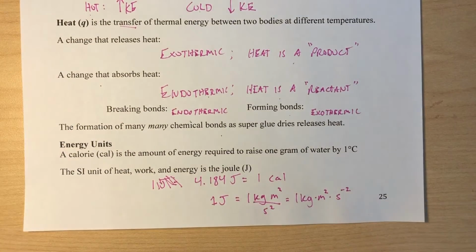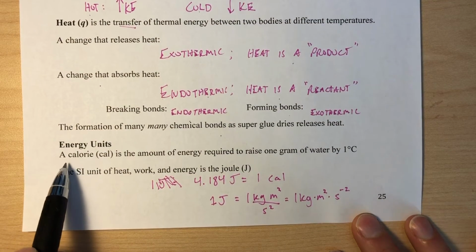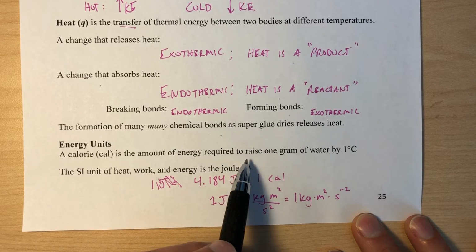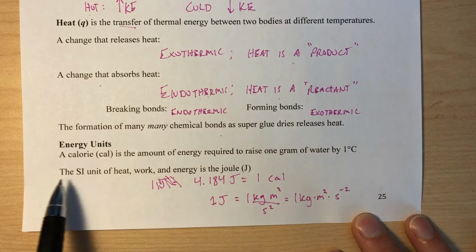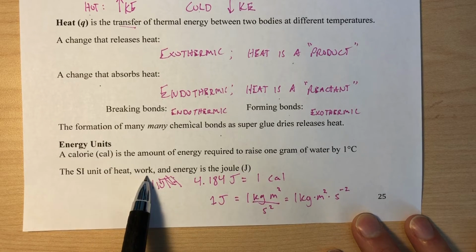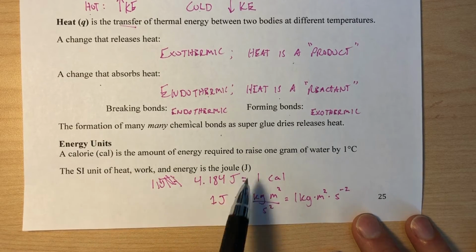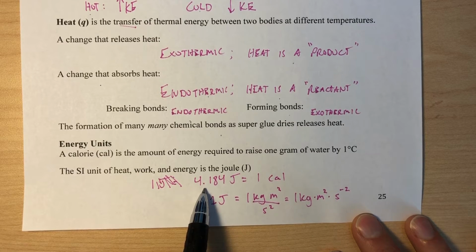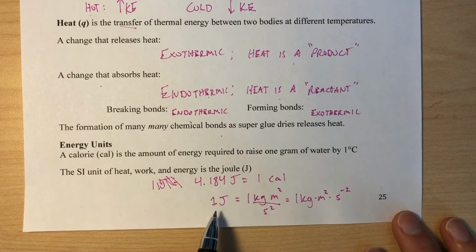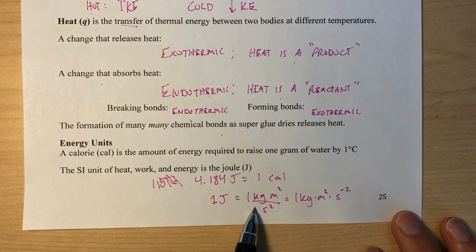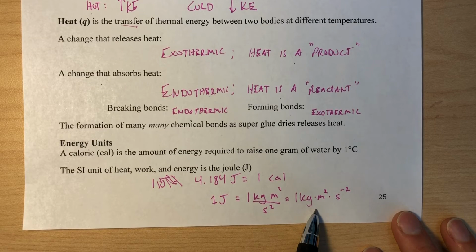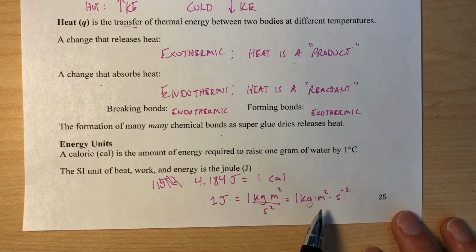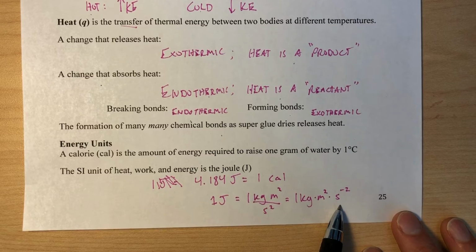So moving on, we have a few more definitions. Energy units. A calorie is the amount of energy required to raise 1 gram of water by 1 degree Celsius. The SI unit of heat, work, and energy is the joule. 4.184 joules is equal to 1 calorie, and 1 joule has units of kilogram meters squared per second squared, which you can write also as 1 kilogram meters squared times inverse seconds squared.